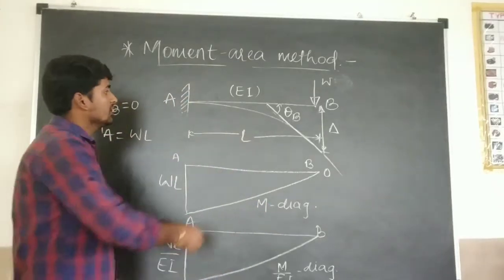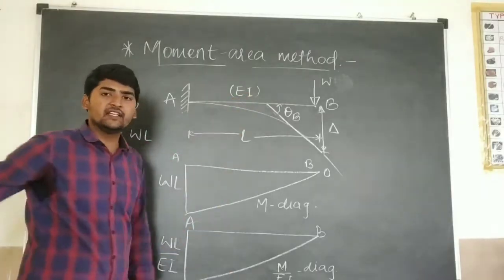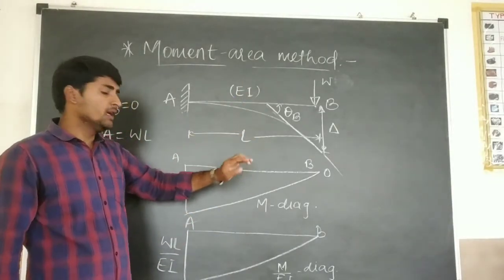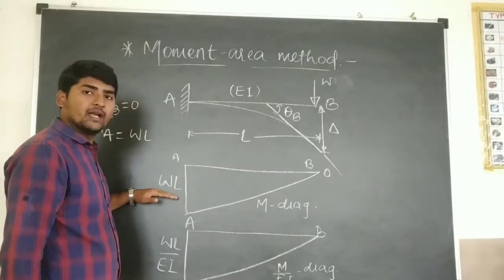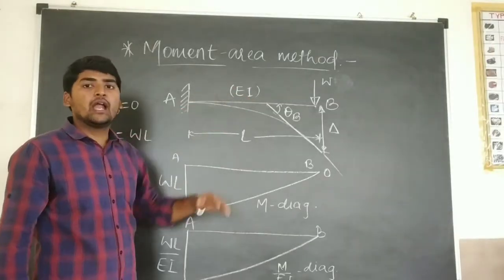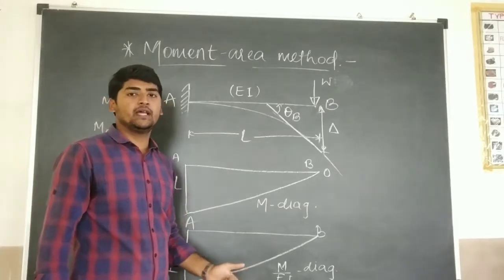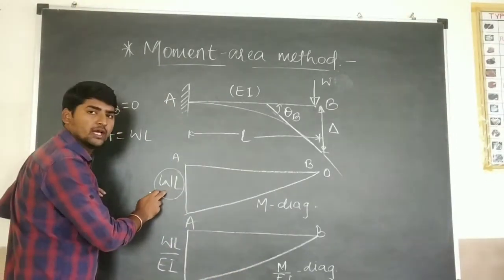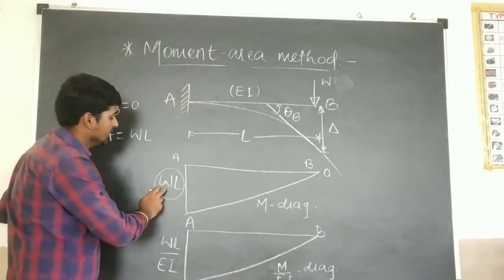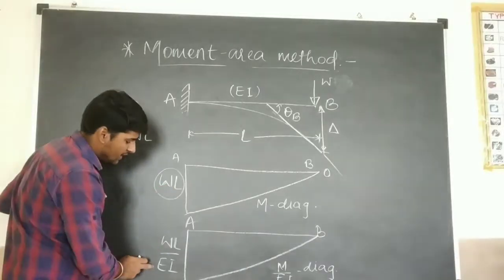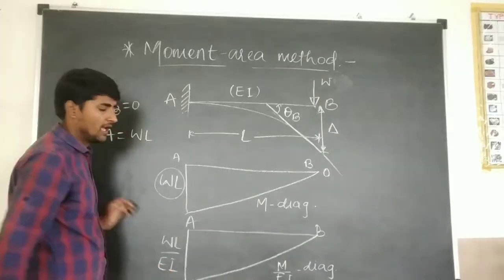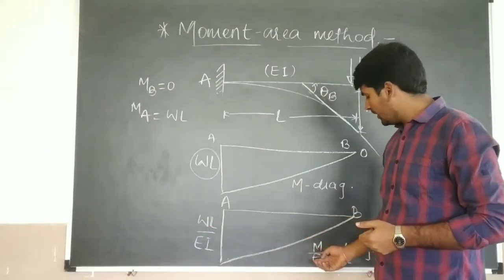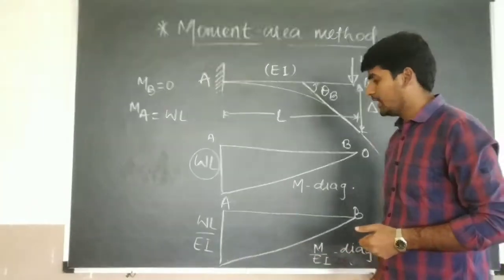Here I have given the stiffness constant, and that is EI. So we simply divide this moment by this EI value, and we get the M upon EI diagram. The value of moment at point A is W into L, so I simply divided it, WL upon EI, and we got the M upon EI diagram. So now we have already drawn the M upon EI diagram.